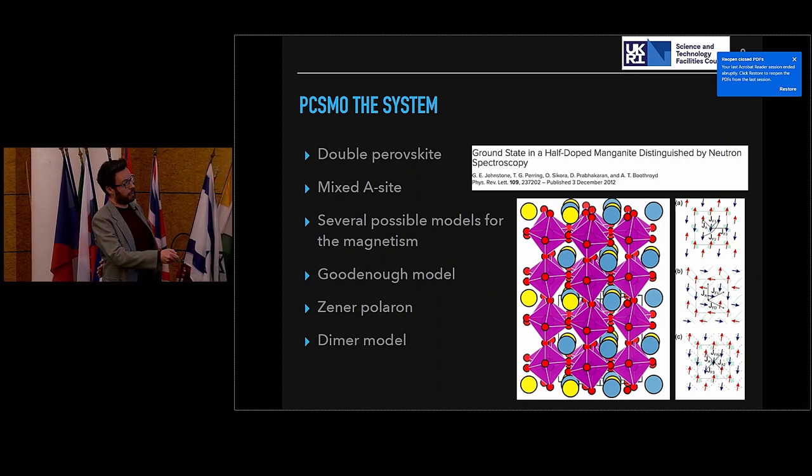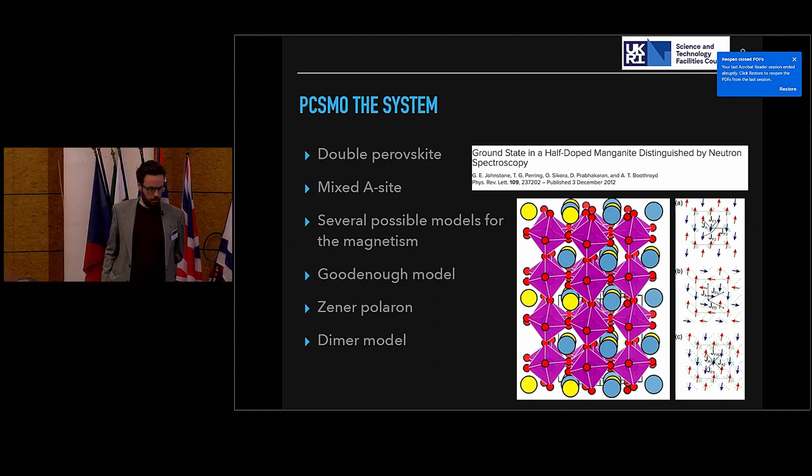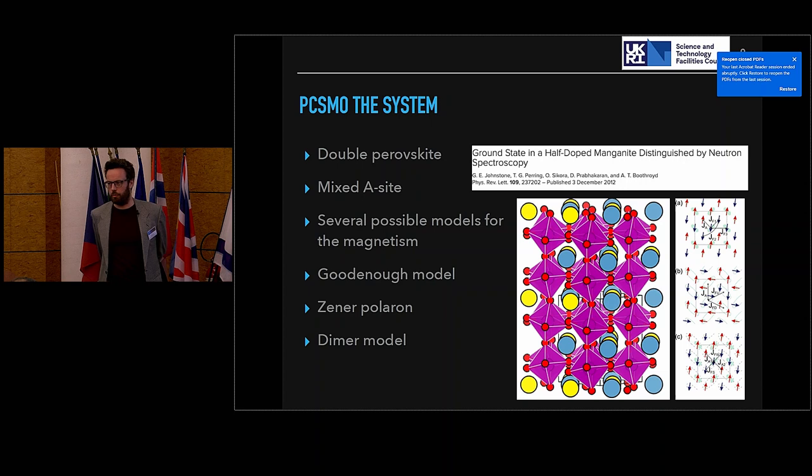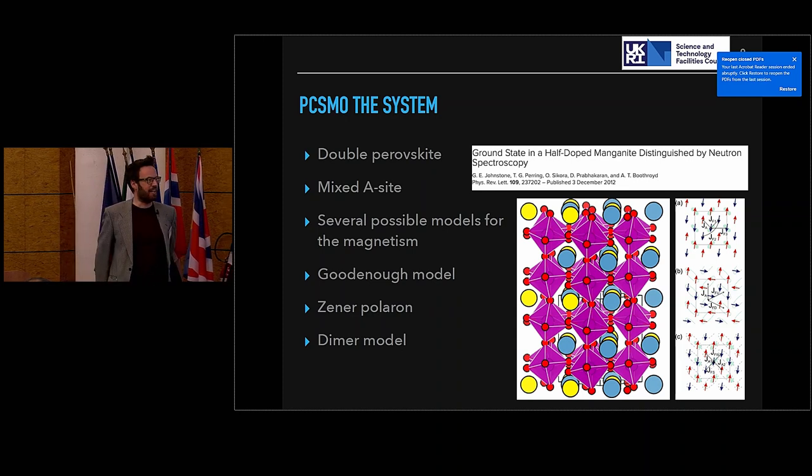So you've got three competing models. You've got the Goodenough model, of course, topical with John Goodenough winning a Nobel Prize just a couple of weeks ago, not for his work on magnetism, of course, but for his work on batteries. But you know, there could be a second Nobel Prize.